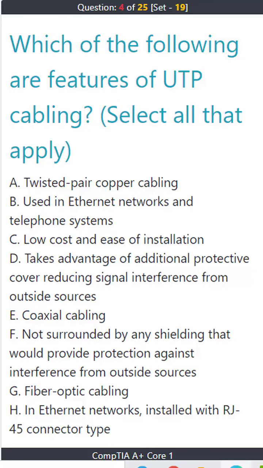Question 4. Which of the following are features of UTP cabling? Select all that apply. A. Twisted pair copper cabling. B. Used in Ethernet networks and telephone systems. C. Low cost and ease of installation. D. Takes advantage of additional protective cover reducing signal interference from outside sources. E. Coaxial cabling. F. Not surrounded by any shielding that would provide protection against interference from outside sources. G. Fiber optic cabling. H. In Ethernet networks, installed with RJ45 connector type.